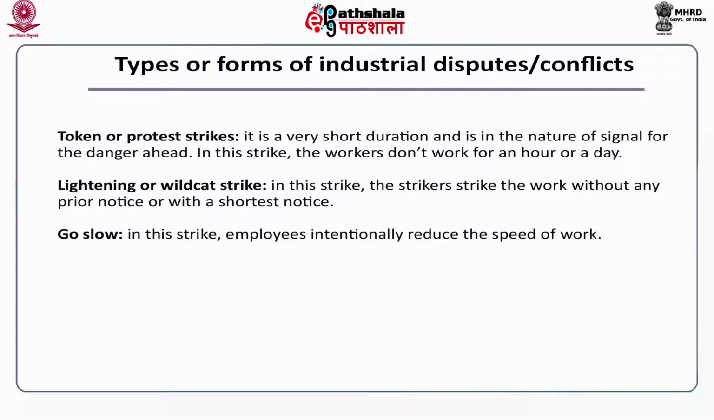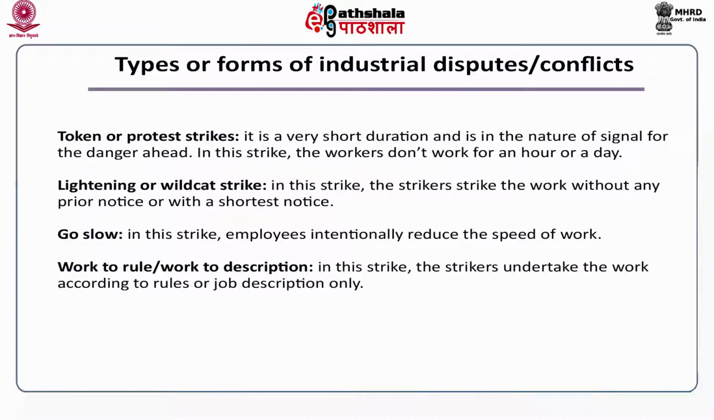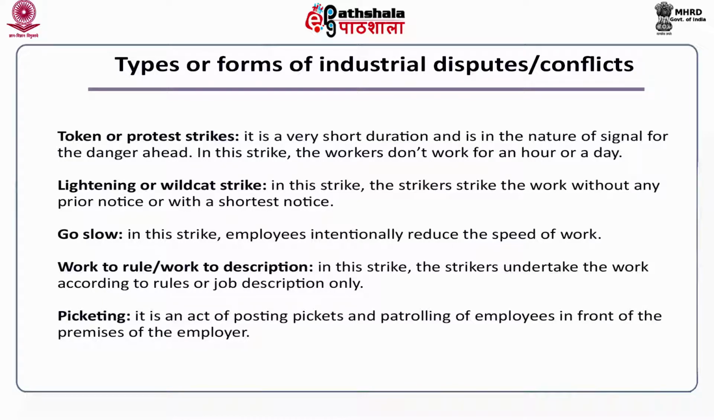Another type of strike is the go slow strike. In this type of strike, the employees intentionally reduce the speed of the work. Another type of strike is work to rule or work to description. In this strike, the strikers undertake the work according to the rules or job description only. Another type of strike is picketing. In this, the act of posting pickets and patrolling of employees in front of the premises of the employers is done.